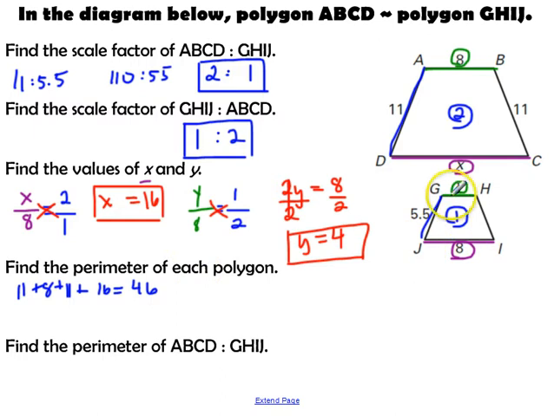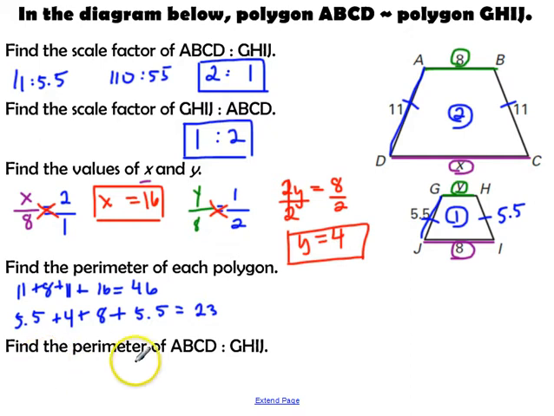And then for the smaller polygon, we have 5.5 plus y, which is 4, plus the 8 on the bottom. And the last side that we're missing is not measured. Now, if you take a look carefully, you'll notice that in the bigger polygon, you have these two sides are congruent. That means that these two sides, the corresponding ones, would also have to be congruent, which makes this also 5.5.